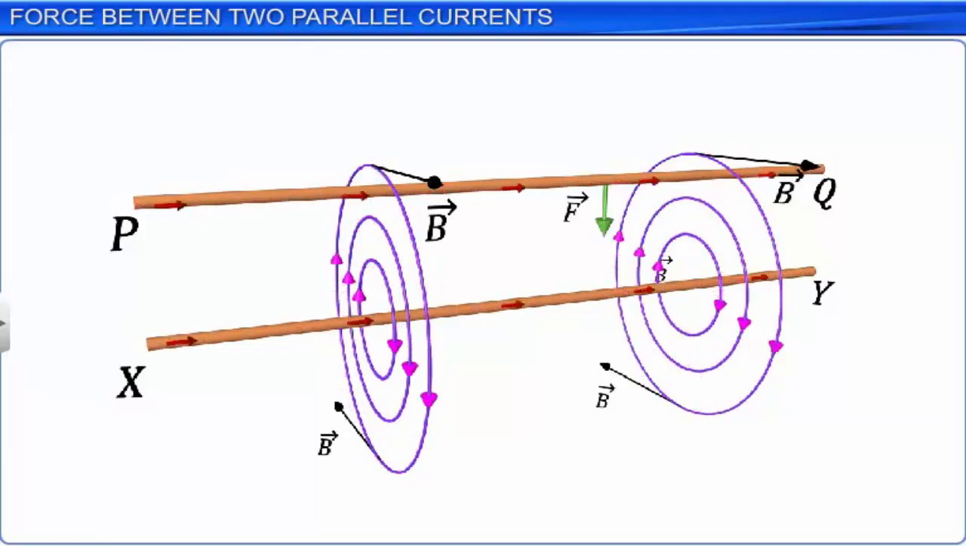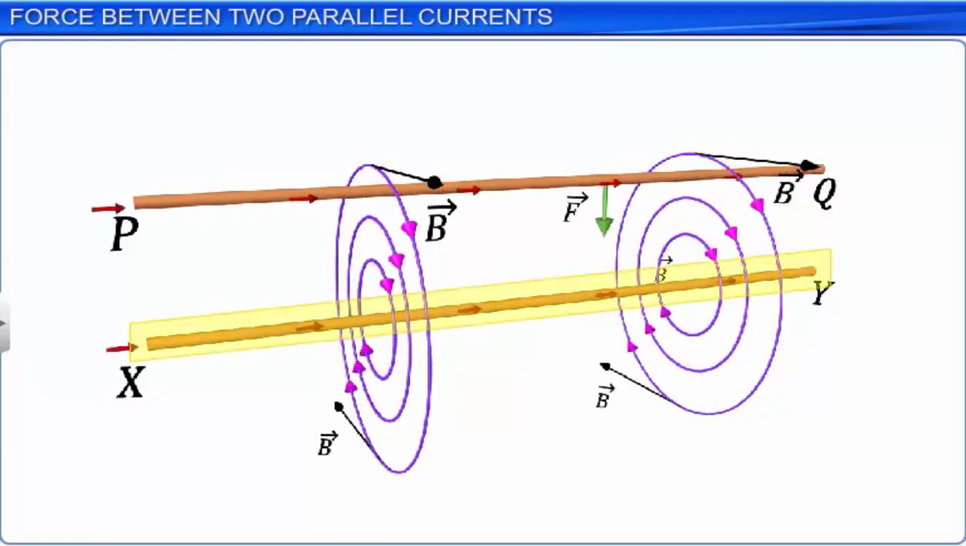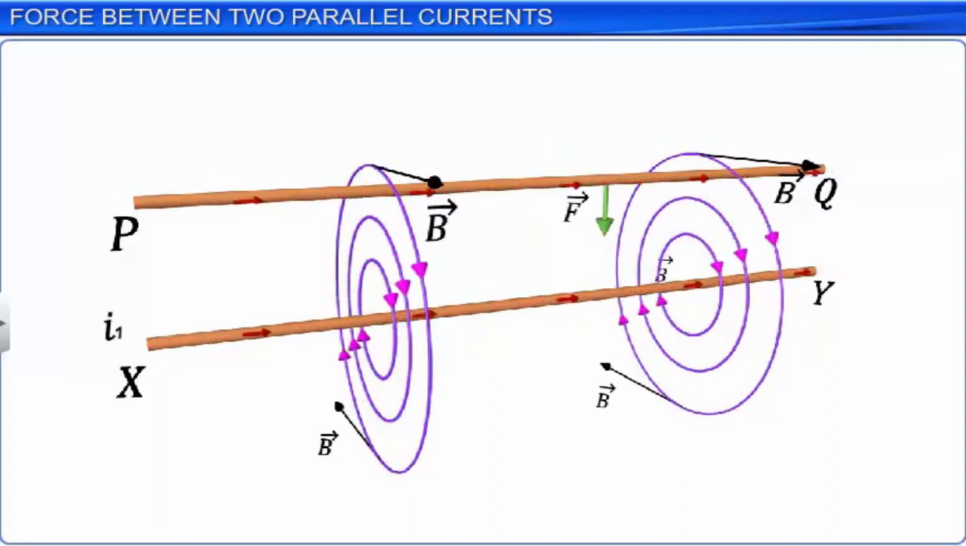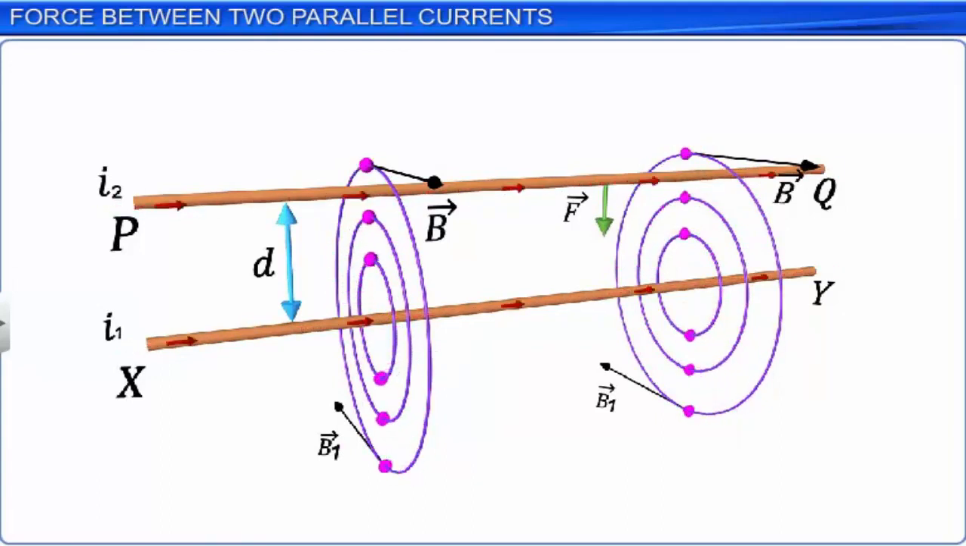Let us first find the force exerted by conductor XY on conductor PQ. Let the currents passing through the two straight conductors XY and PQ be I1 and I2 respectively. Let the current through both the conductors be in the same direction. Let d be the distance between them. The magnitude of the magnetic field induction is constant at all the points which are at equal distances from the conductor. Let the magnitude of magnetic induction due to current in XY at PQ be B1.